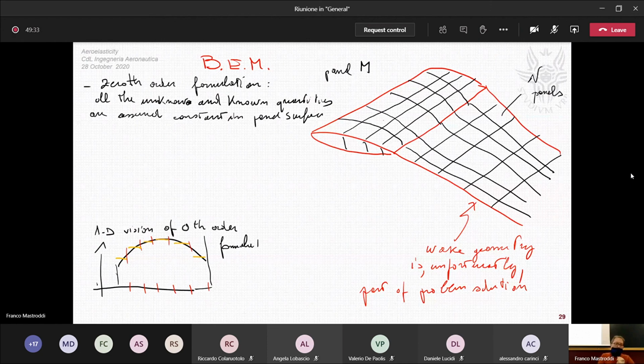Okay? This is, of course, similar to any other kind of discretization process like finite element, for example. But this is not a finite element. Please, we are not discretizing the fluid domain. We are actually discretizing only the boundary. That's the hugest advantage of this kind of formulation.